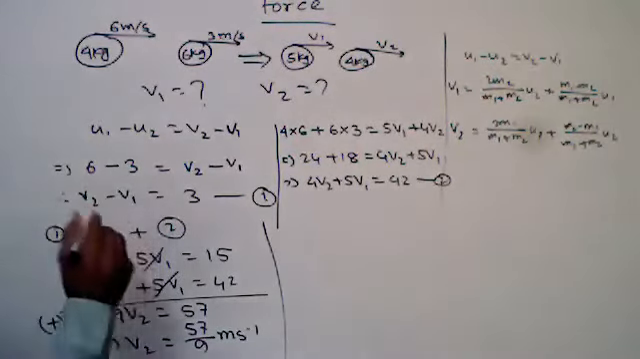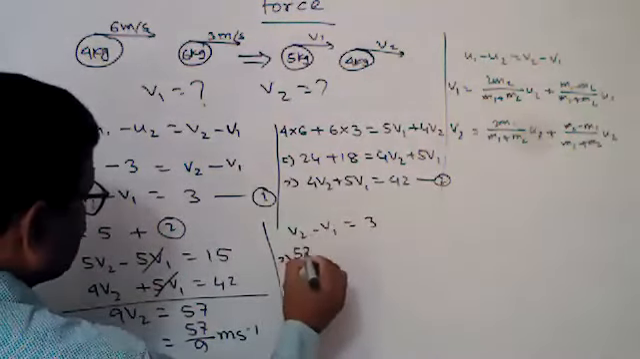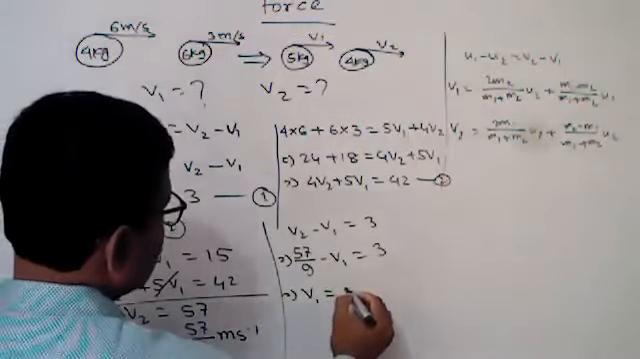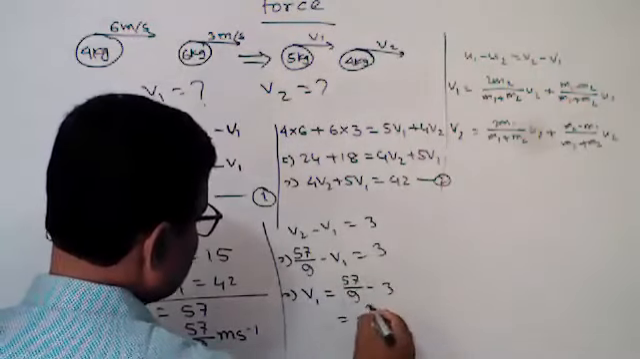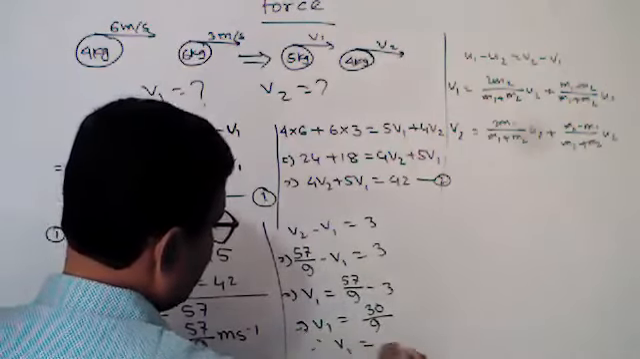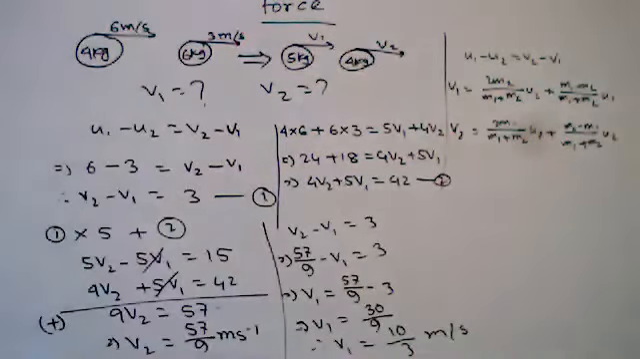Now we calculate B1. B2 minus B1 equals 3. So 57 by 9 minus B1 equals 3. So B1 equals 57 by 9 minus 3. So it will be 30 by 9. B1 equals 10 by 3 meter per second. So this is the B2 and this is the B1. Understand? Yes, sir.